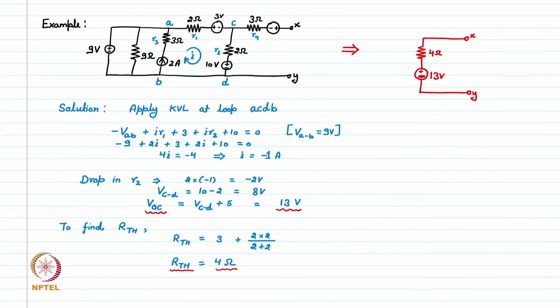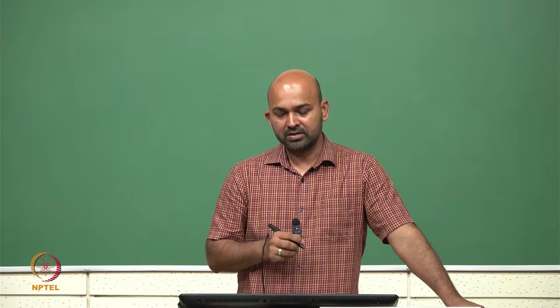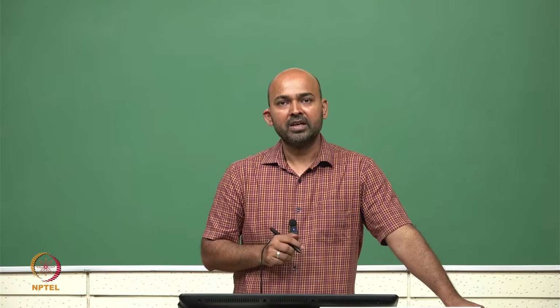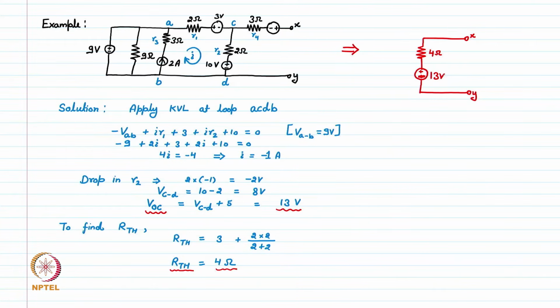So if we want to reduce a certain complex circuit, we can find a Thevenin equivalent of this circuit. So we can save a lot of components by making a Thevenin equivalent. So next we discuss the Norton theorem, which is very similar to the Thevenin theorem.